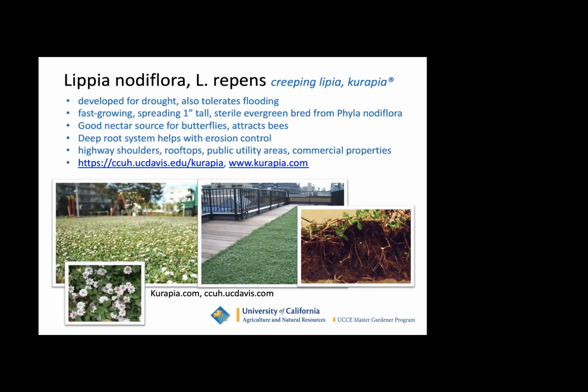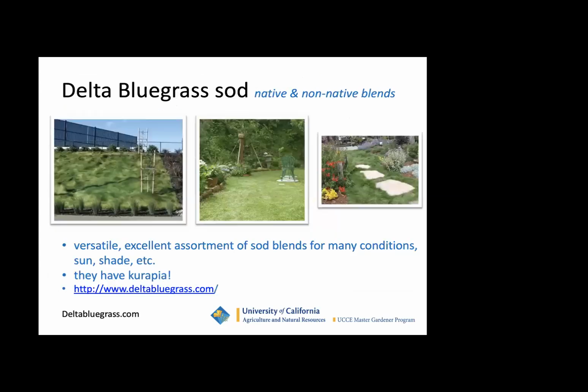In fact, I have a friend who put this in her garden, and she said that she couldn't believe how many bees were attracted to it. So that's kind of cool. It has a very deep root system, so it's valuable for erosion control. They're even using it on hilly areas, on highway shoulders, on rooftops, and public utility areas. So you know that it's super durable. So anyway, Carapia, that's something to remember.